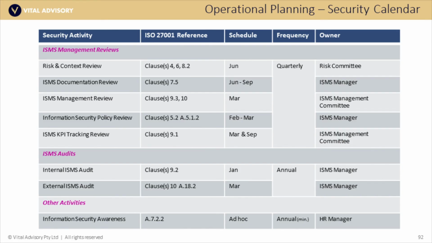The last piece just in operations is, and I realize we didn't dive into these Annex A only because with 114 controls and 14 categories, it takes around an hour or two to go through them in any detail. But you will need to create some kind of operational planning or security calendar with a series of activities, maybe the reference to the ISO standard, the schedule, the frequency, the date, whatever makes sense, and then who owns this.